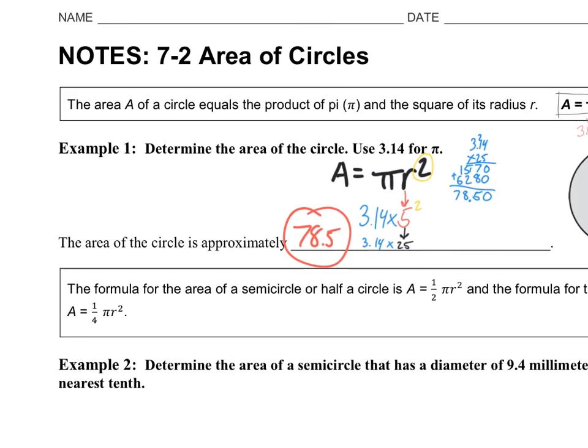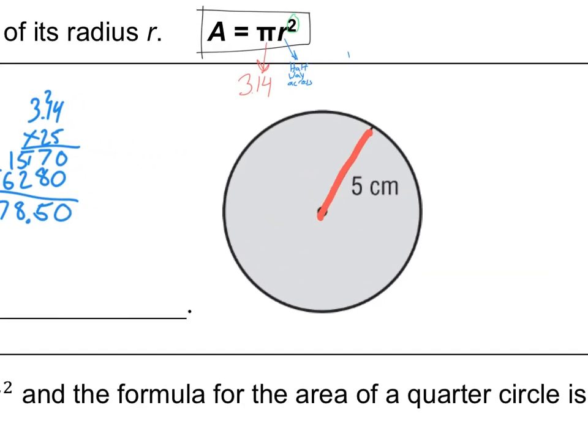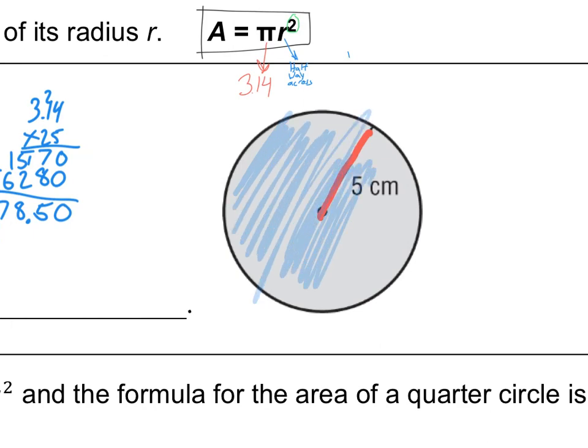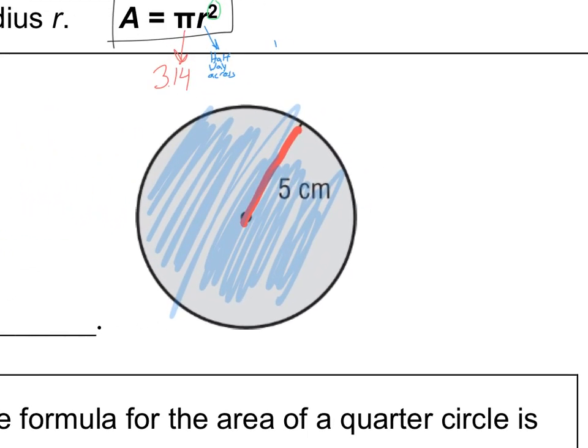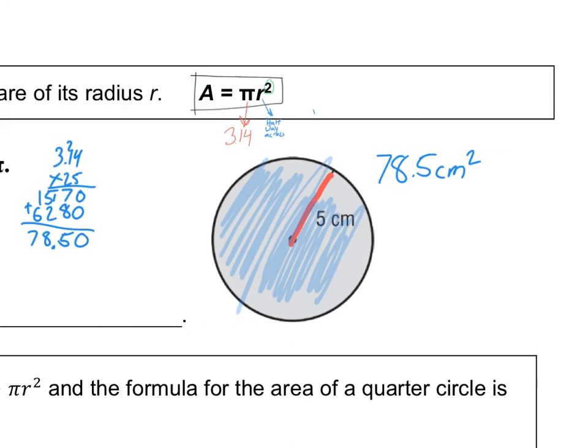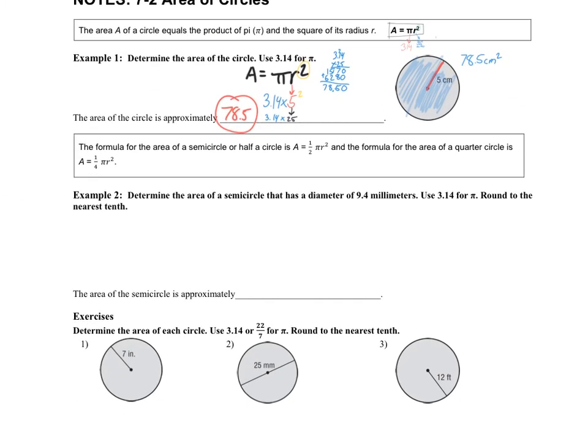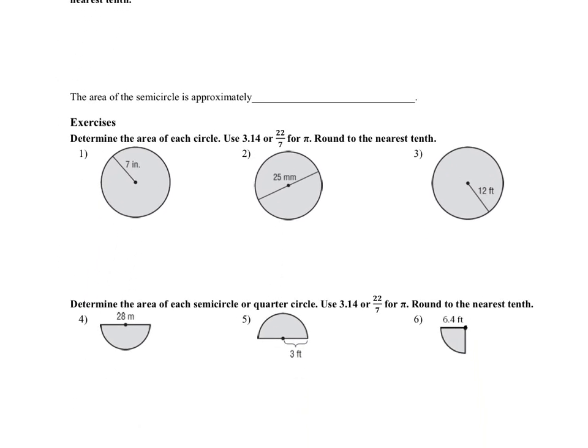So what we just found was the entire area of the circle. And just to clarify, area is everything on the inside of this circle. So that number that we got, 78.5, is actually 78.5 centimeters squared, because we're talking about everything on the inside of that circle. And that's for the whole circle. So for right now, I'm going to skip example 2, but we are going to come back to it. I want to tackle these problems first.